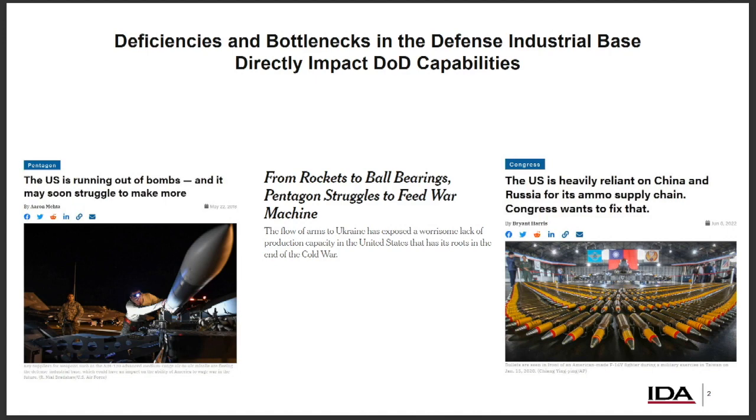I have attached a few news articles here, mainstream news articles. It's a well-known issue. And any deficiencies, any gaps, any bottlenecks in the defense industrial base and supply chain more broadly can directly impact the DoD's capabilities as well. So the question of analysis here is, how can we identify any gaps or any vulnerabilities in those supply chains?